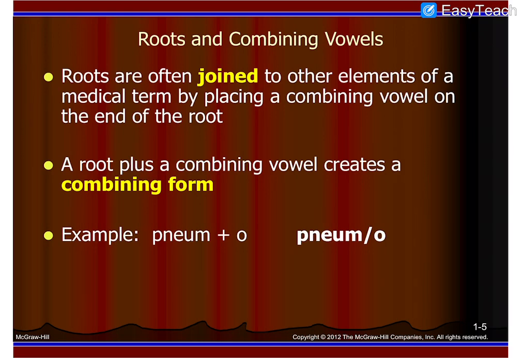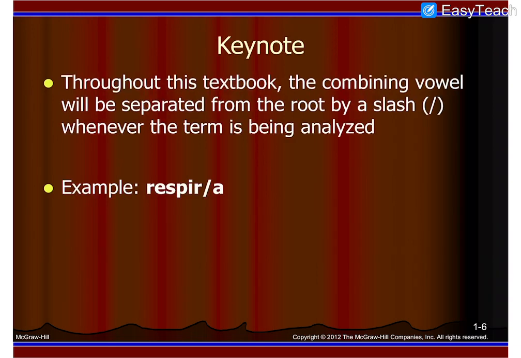Roots are often joined to other elements of a medical term by placing a combining vowel on the end of a root. A root plus a combining vowel creates a combining form. For example, pneum plus o is pneumo. Pneumo is a combining form. Combining forms are often shown with a slash.